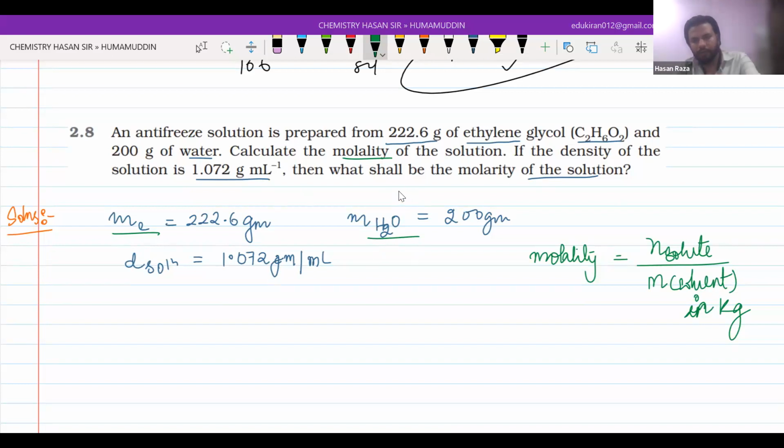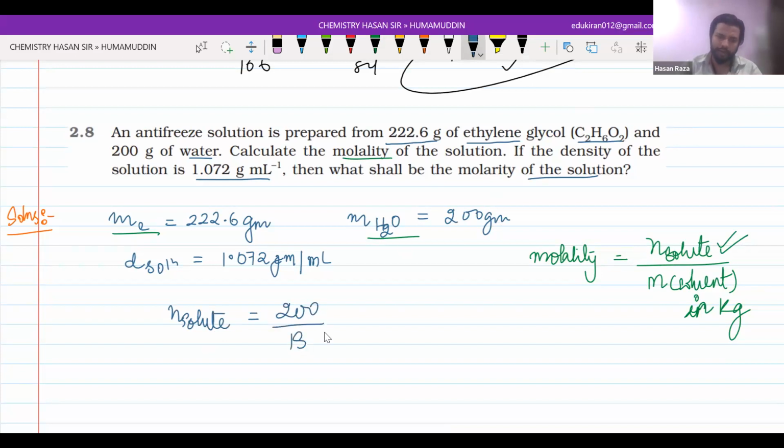Ethylene glycol. Ethylene glycol is your solvent or solute? Solvent. I told you the one which is larger in amount is solvent and the one which is lesser in amount is solute. So for which we are going to calculate the number of moles, it's very simple. For water, because it is the solute. So number of moles of solute, which is given mass 200 and molar mass will be 80, and approximately it will be 11.11. This is your number of moles.